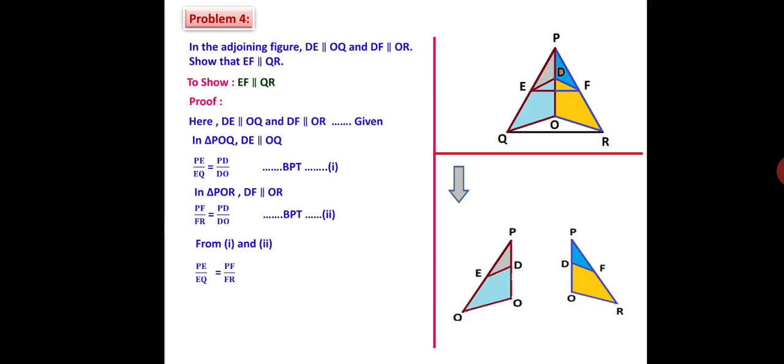As these two ratios are equal, then by using the converse of the basic proportionality theorem in triangle PQR, what you get? EF is parallel to QR. That is what you have to show: EF is parallel to QR.